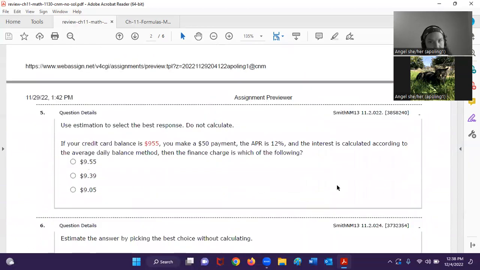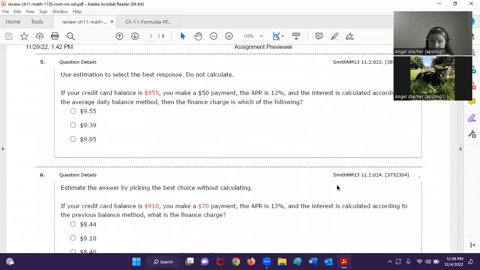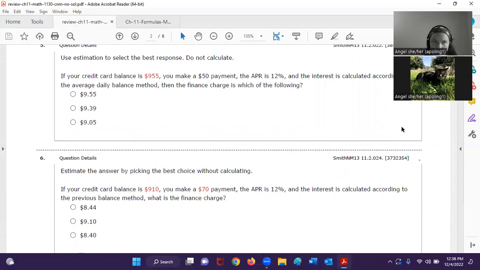Number 5, use estimation to select the best response. Do not calculate. So again, these two go together. So we'll look at them kind of together. If your credit card balance is $955, you make a payment of $50, the APR is 12%, and the interest is calculated according to the average daily balance method, then the finance charge is which of the following?